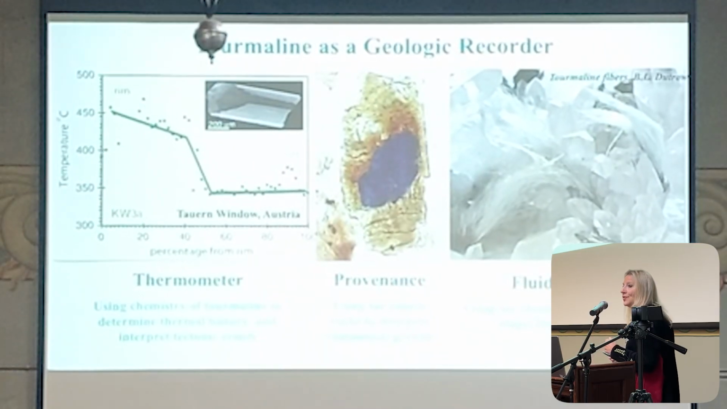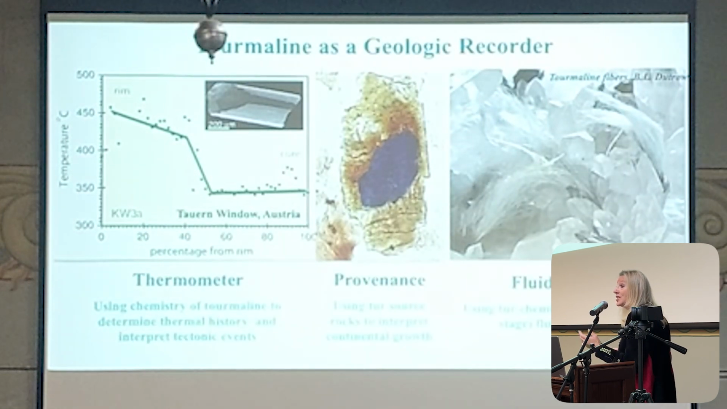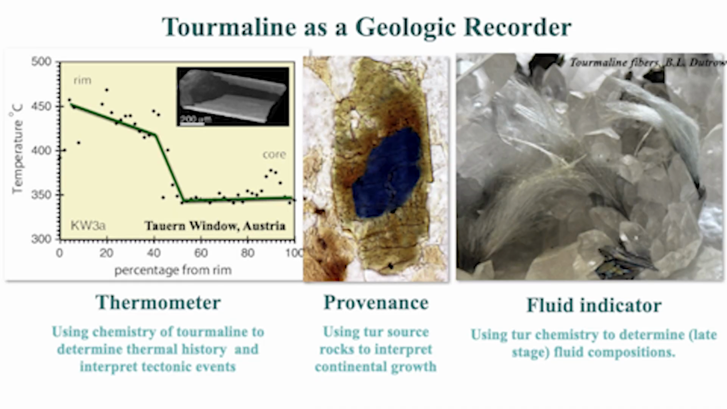So now we have to just develop the precise readers so we can understand all the chemical information that's stored in this remarkable vessel. So here I'm going to just briefly give you 3 examples of how we've used or decoded the information stored in tourmaline. The first is as a thermometer to extract the thermal history of terrains. The second is to interpret the growth of the continental crust. And the third is to extract transient fluid compositions that can be embedded in tourmaline. And in fact, these are small fibers of tourmaline here, little blonde fibers.